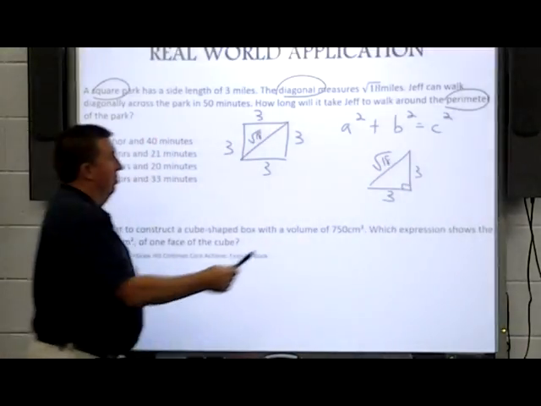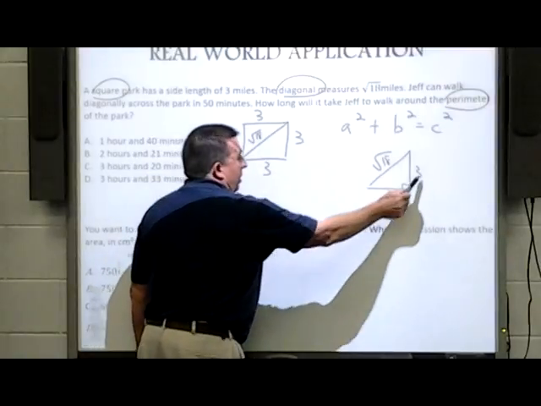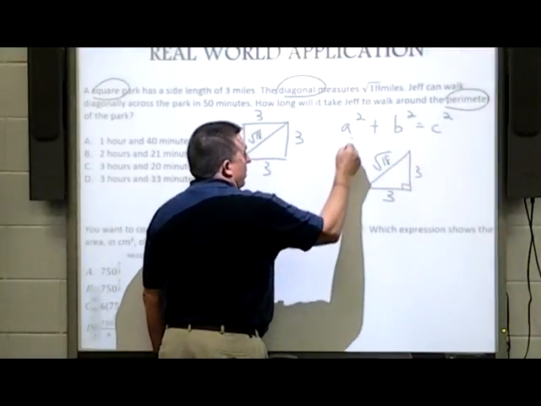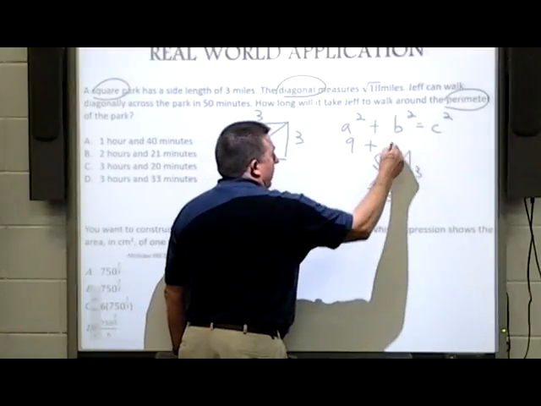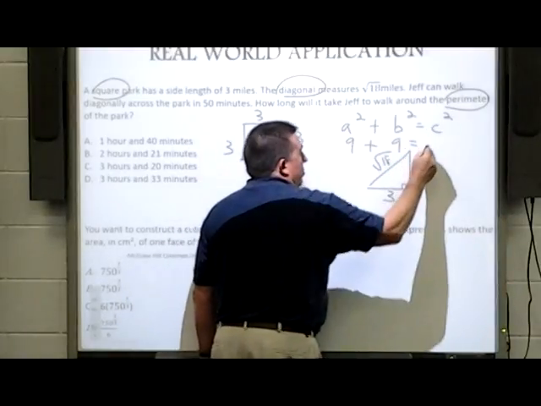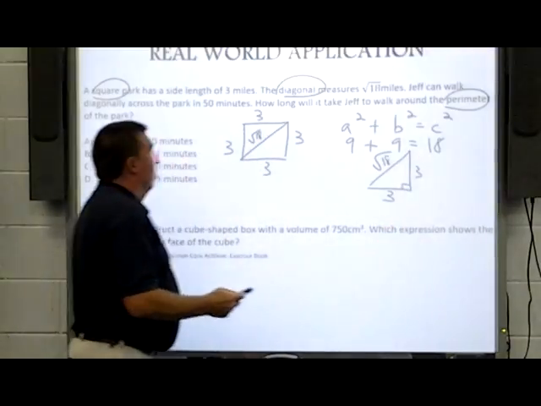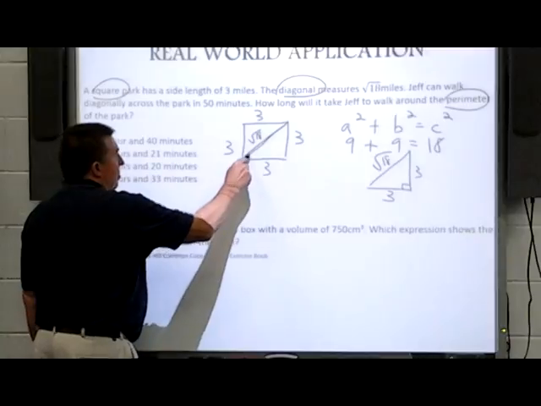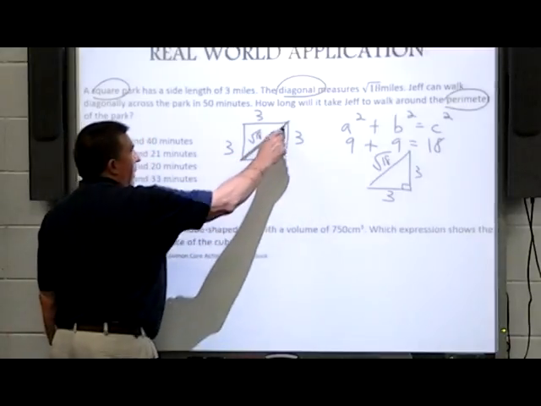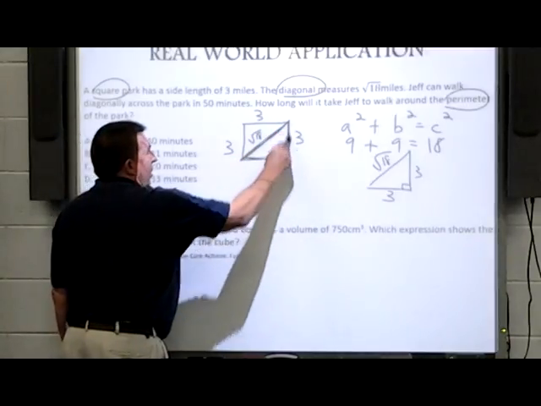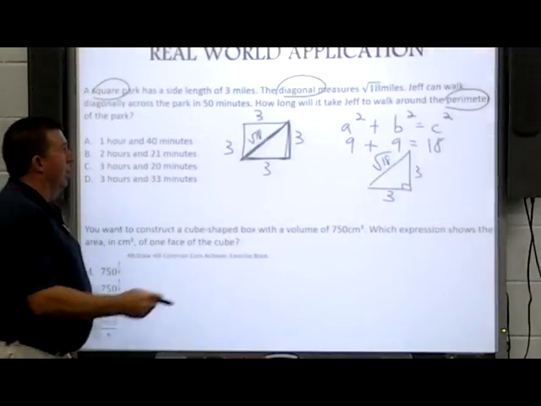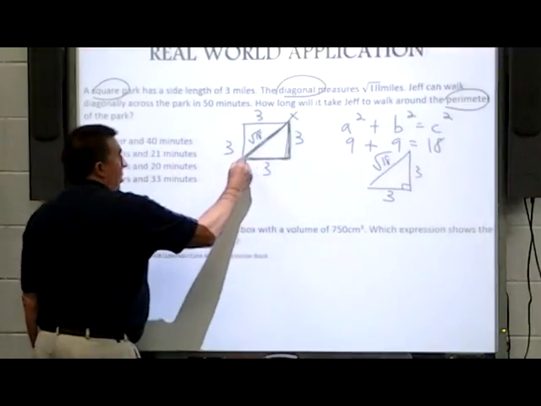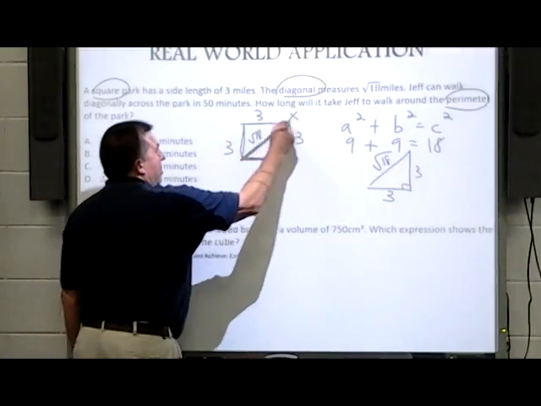And you can prove that is true by putting the 3 in for A and this 3 in for B, square root of 18 here. 3 squared is 9. 3 squared again is 9. Square root of 18 squared is 18, so that is true. So the question becomes, if he can walk this distance in 50 minutes, that only takes care of half of the square, and the perimeter means he wants to start at one location and walk all the way around to back where he starts from.